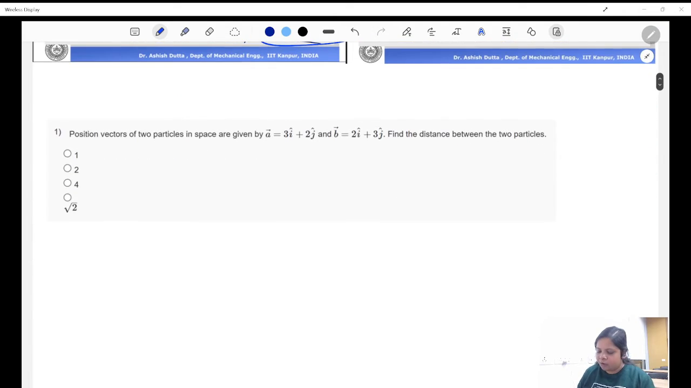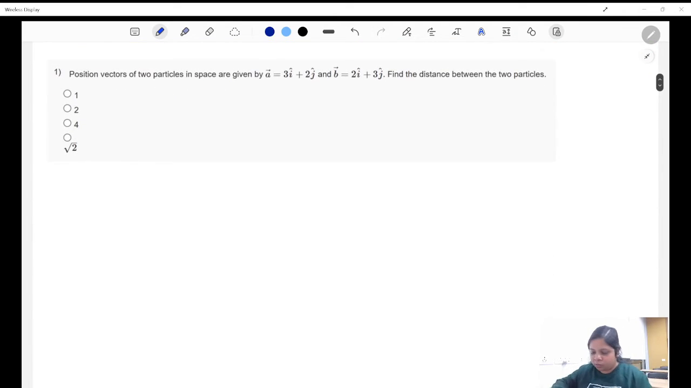Okay. Now we'll start with some very basic maths questions and then we'll be moving forward. So I think this is a 12th class question and anyone can solve it.